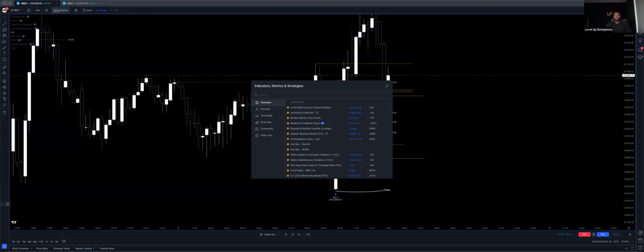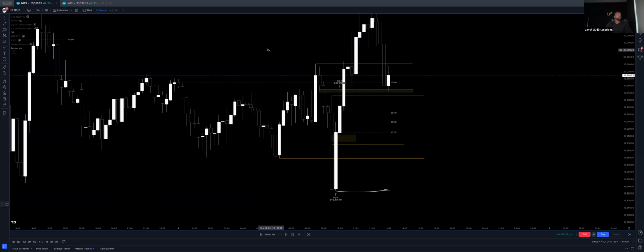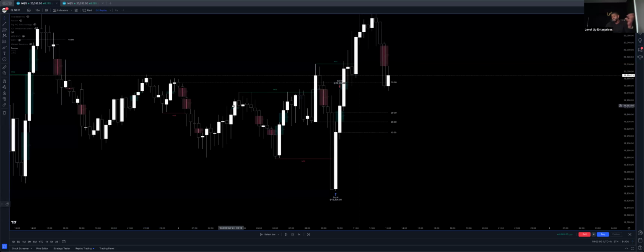Right, so we go right here, and then MSS Fusion, and it's just going to give you a market structure shift with a fair value. That's all you need. I keep saying this. That's all you need. Do not complicate your life.